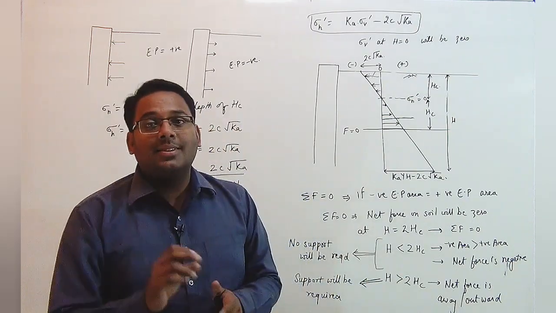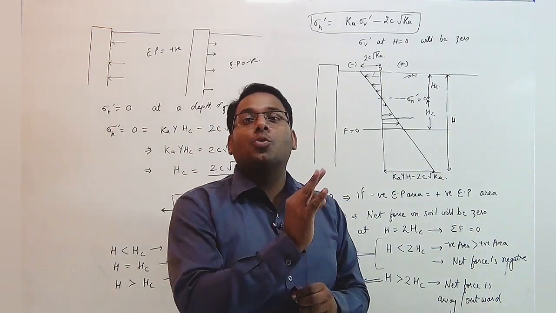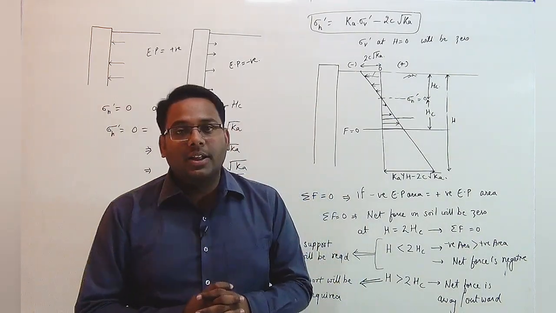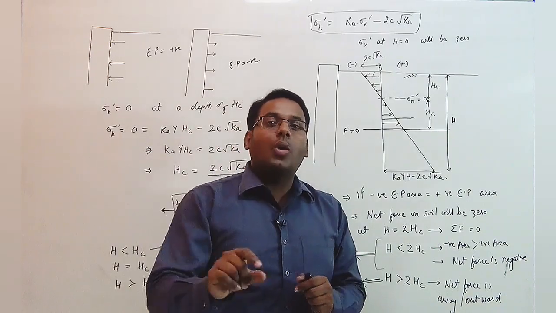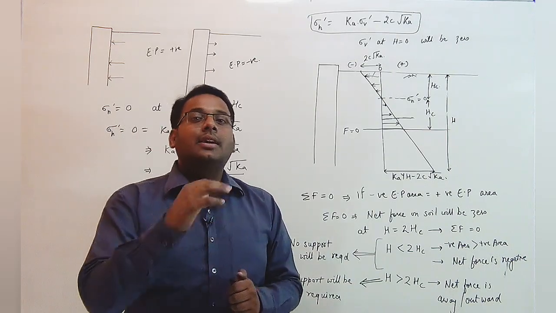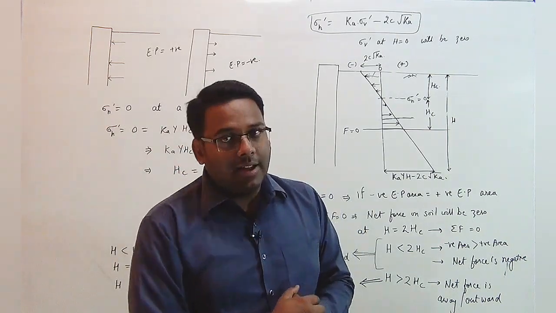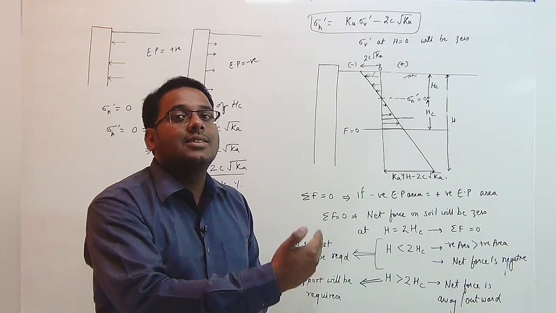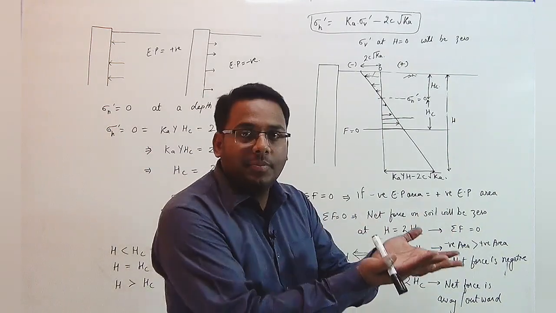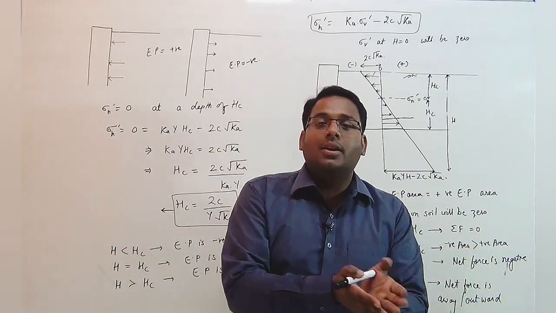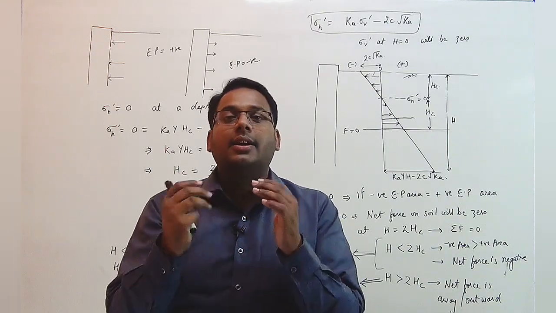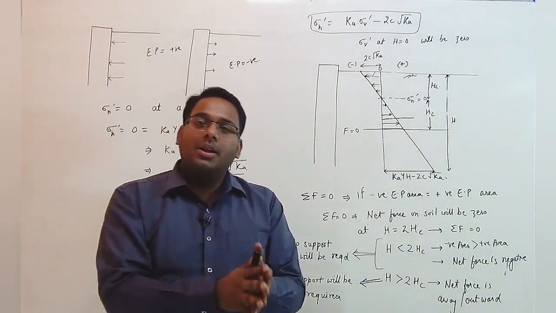2HC is known as the maximum depth of unsupported vertical cut. Why is it known as the maximum depth of unsupported vertical cut? Because there is no requirement of any support till the depth of the cut is less than 2HC. But when the depth of the soil is greater than 2HC, the net force will be positive and outward. In that case, if the depth of the vertical pit or cut is greater than 2HC, some support will be required.